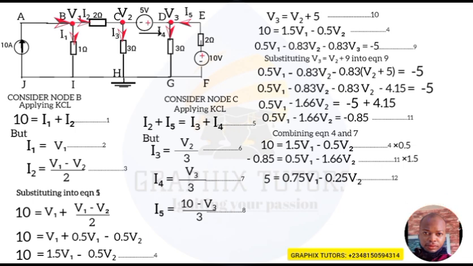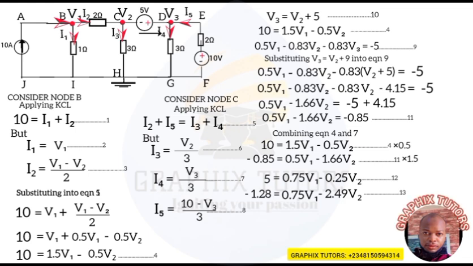Similarly, if you multiply 1.5, which is the coefficient of V1 in equation 4, by 0.85, I will have 1.28. Multiply 1.5 by 0.5, I will have 0.75 V1. If you multiply 1.66 by 1.5, I'll have 2.49 V2. Is that okay? I'll term that my equation 13.